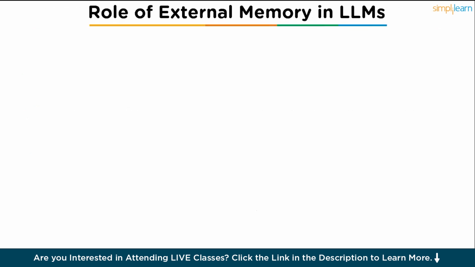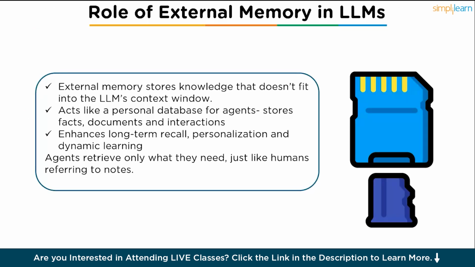What is the role of external memory in LLMs? External memory is a game changer for LLMs, acting like a personal database that extends their capabilities beyond the limitation of the context window. And here's why it matters. Firstly, we have functionality. External memory stores facts, documents, and interactions, enabling agents to access information beyond their immediate context. Coming to capabilities, it enhances long-term recall, personalization, and dynamic learning, making agents more adaptable and context-aware.